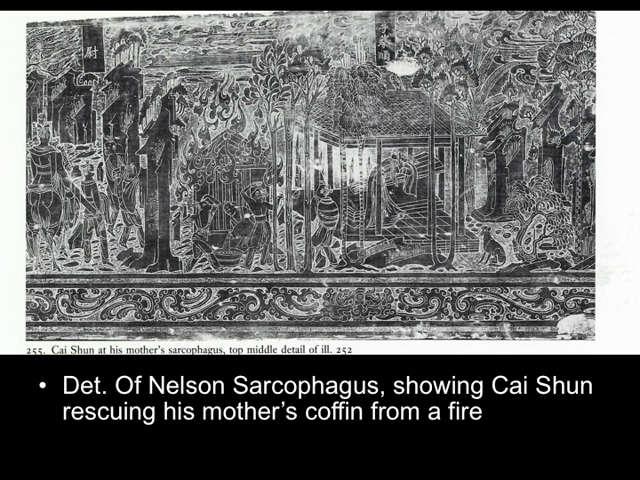When he discovers at one point that the coffin in which his mother is contained is inside a burning building, he goes to rescue her coffin, and that's what you can see there, two different scenes right next to each other, although they're in what looks like one landscape. So there on the left is the house on fire. There towards the right is Kai Shun running in to grab his mother's coffin, risking his life to preserve her as would any good filial son.